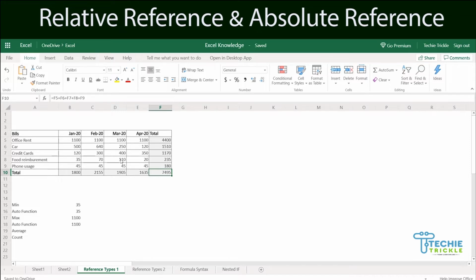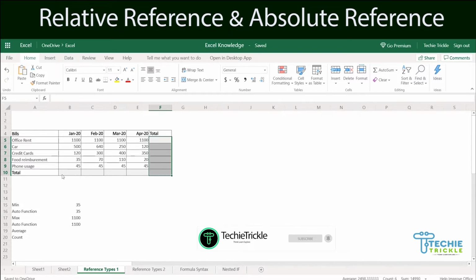Those of you who are following my sheet would have already done the sum, right? For January, February, March, April, and also similarly the total for the rent, car and credit card bills and food and phone, right? So let's delete everything. We need to understand what the relative reference is, right? So let's delete these ones.